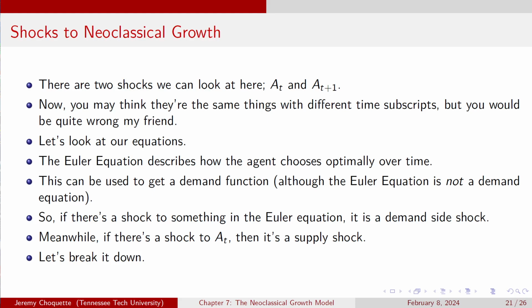But okay, so there's a shock to A. Where does A show up? Well, it shows up in the production function, right? Things that get made. If we're looking at a function for things that get made, that sounds like a supply side thing to me, right? So a shock to A_t is a supply side shock. A shock to A_{t+1} is a demand side.